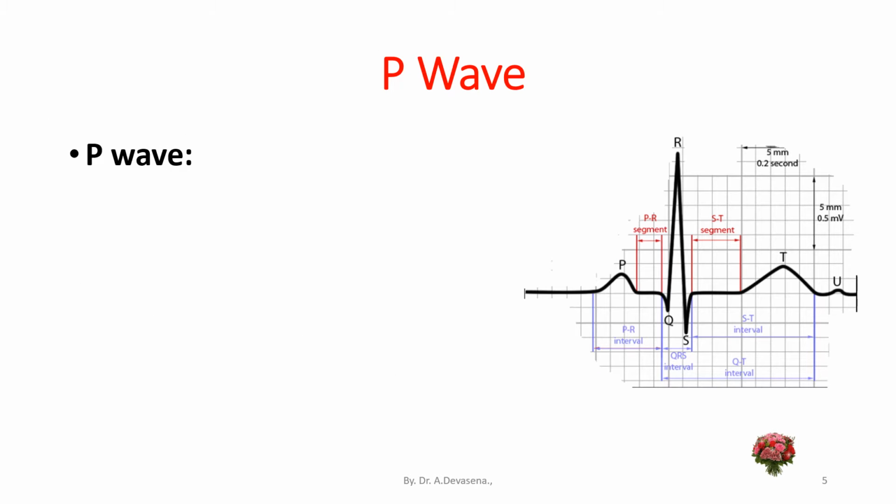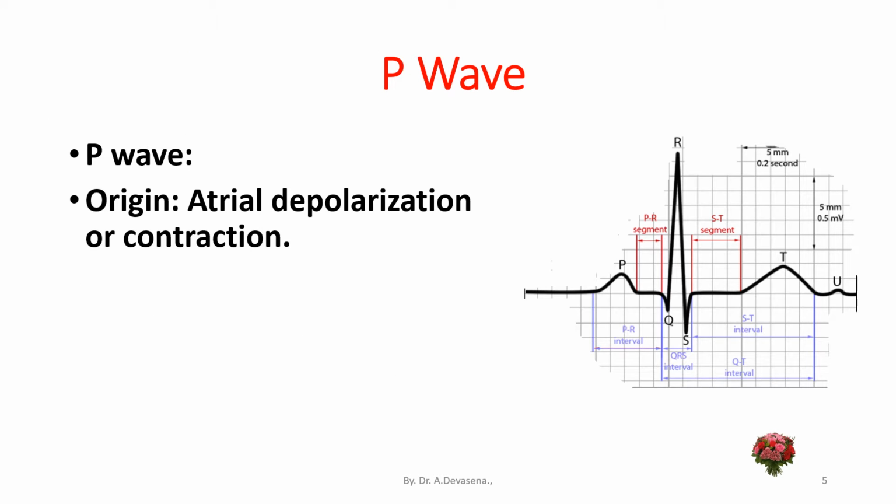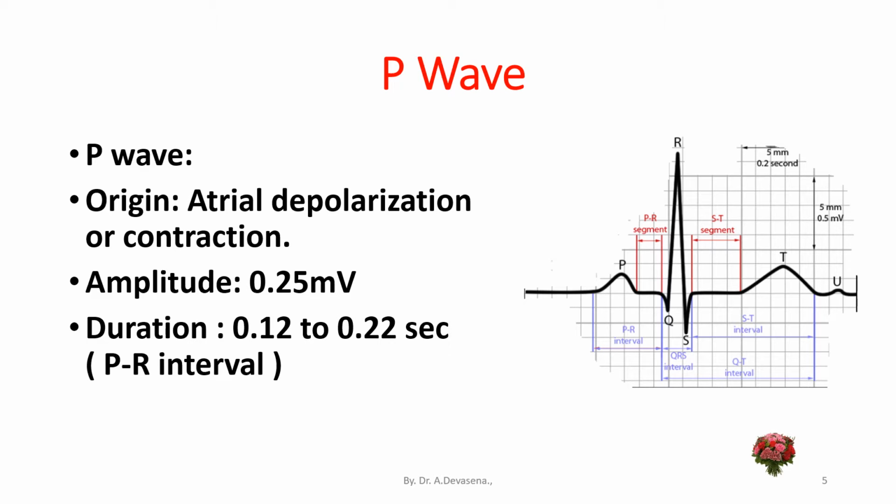P wave. The origin of the P wave is atrial depolarization or contraction. The amplitude of the P wave is 0.25 millivolts. It is indicated in this graph. The duration of the P wave is 0.12 to 0.22 second. That is, the PR interval is indicated here.